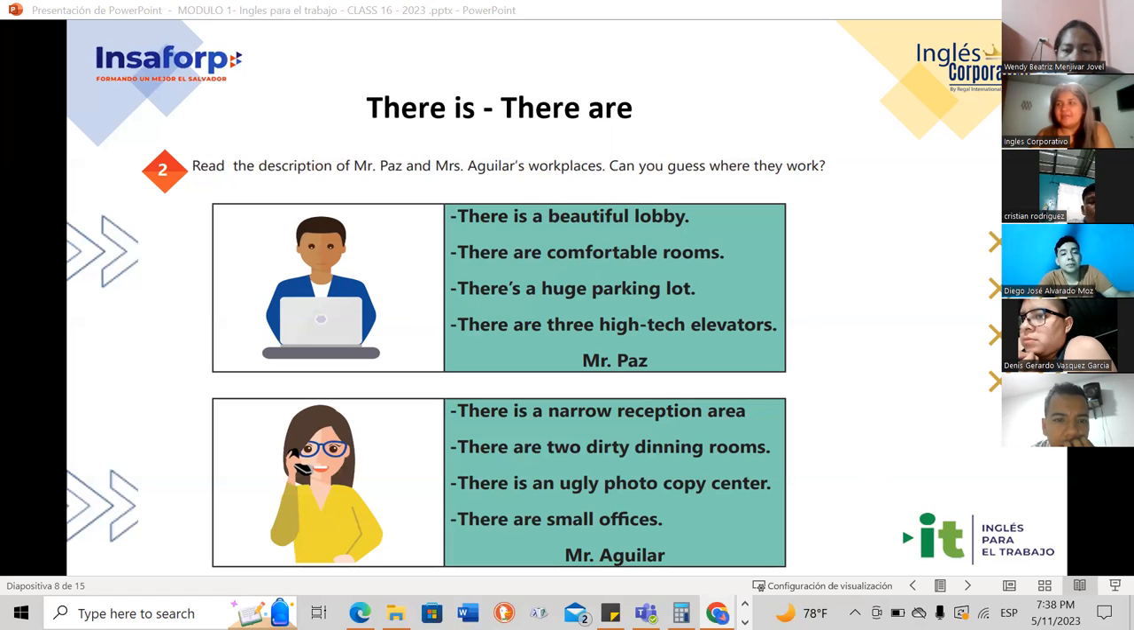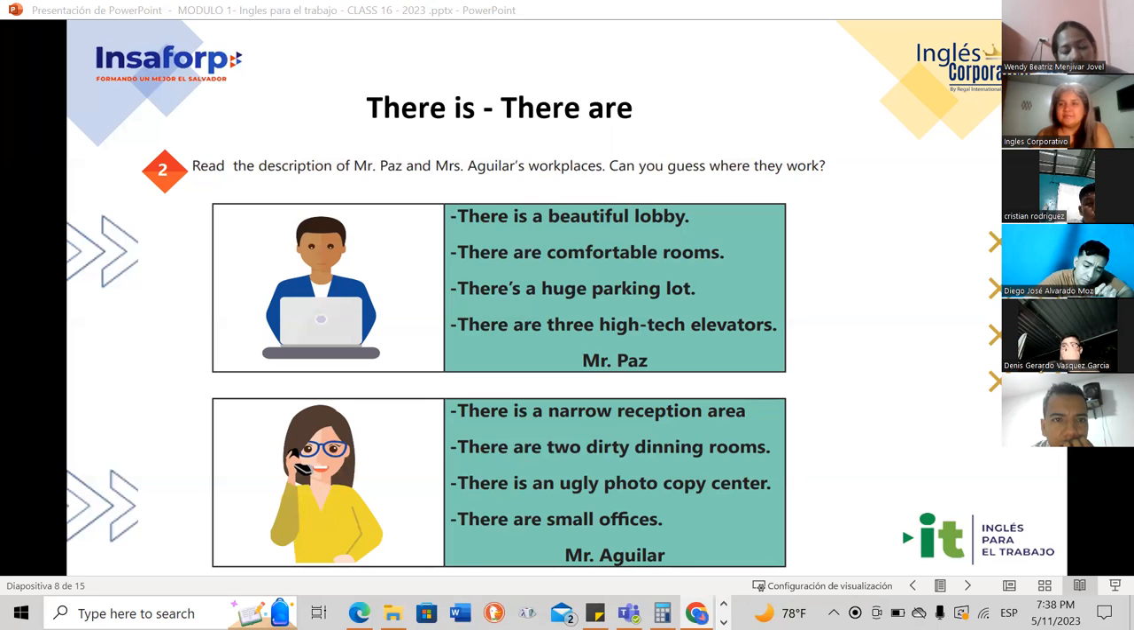Can you describe a place in your work? ¿Cómo pueden describir un lugar en su trabajo? For example, the place where you work. How is that? Is it big? Is it huge or is it narrow? Is the area clean or is it dirty, is it ugly or is it comfortable? How can you describe that?